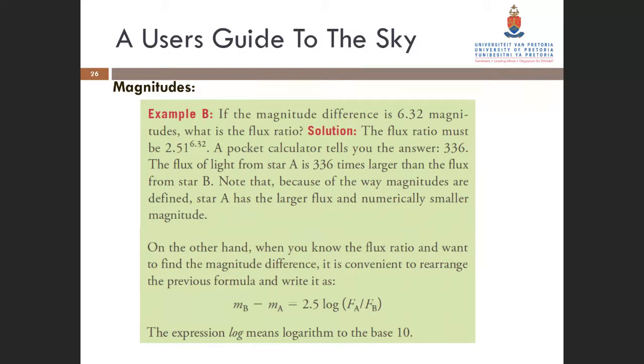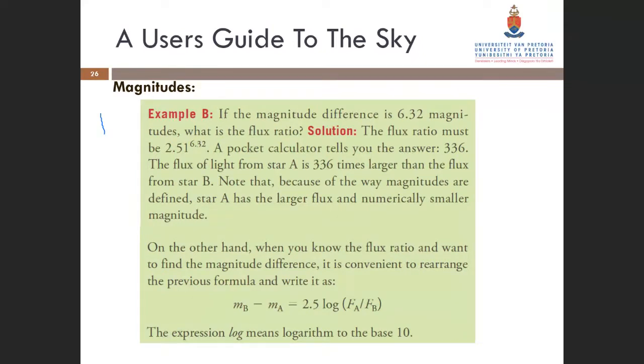So, second part of the example. If the magnitude difference is 6.32 magnitudes, what is the flux ratio? So the solution: the flux ratio must be 2.51 to the power 6.32. A pocket calculator tells you the answer is 336. So the flux of the light from star A is 336 times larger than the flux from star B. Note that because of the way magnitudes are defined, star A has the larger flux and a numerically smaller magnitude.